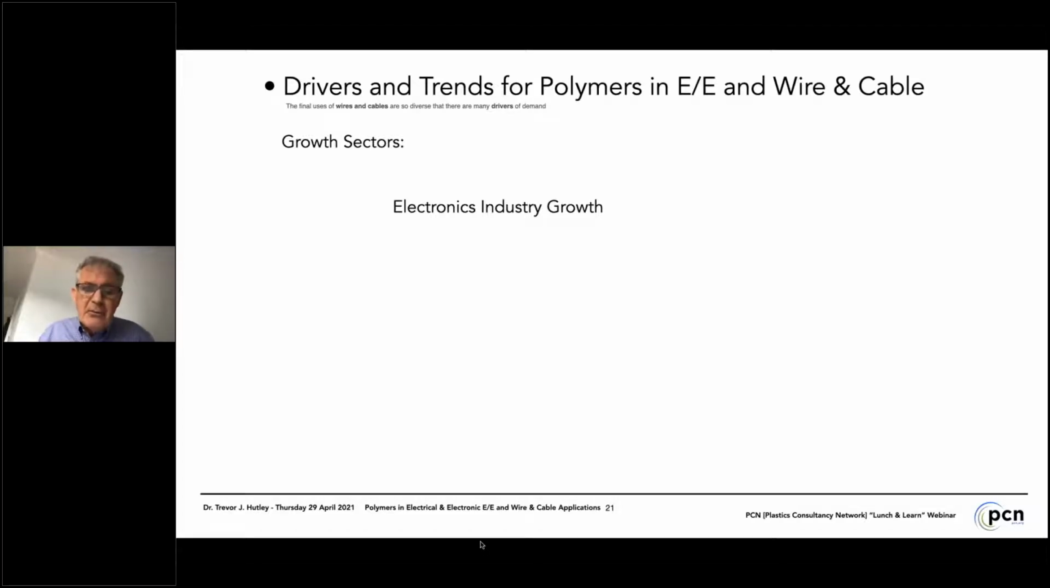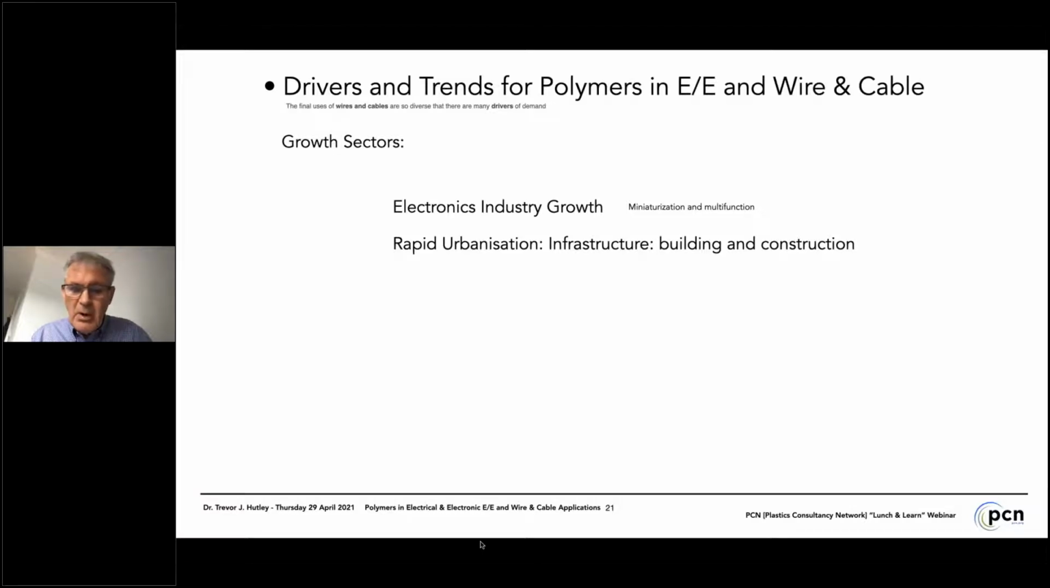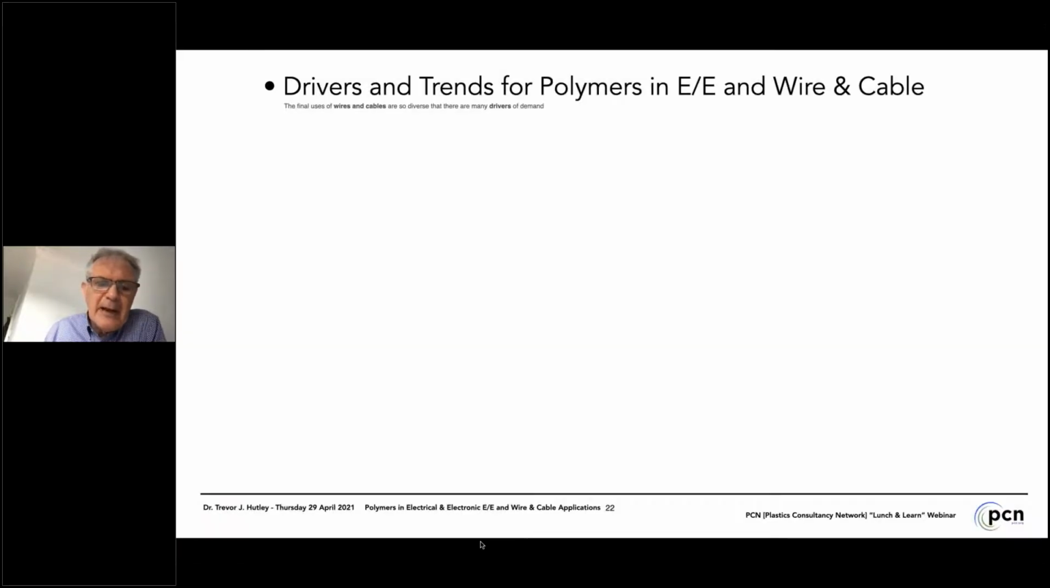And electronics industry growth itself is going to be a driver. The trends towards miniaturization and multifunction are all possible because of the use of polymer and plastics materials. Another factor is this continuing trend to rapid urbanization of the world, which requires more infrastructure, more buildings, more construction, and more connectivity. Another growth driver is the increased demand for electricity. As the portfolio of energy supplied to the world changes, there is an increased demand for electricity and an increased fraction of the energy spectrum that's going to be supplied by electricity. These are all drivers for more polymers in electrical and electronic applications.